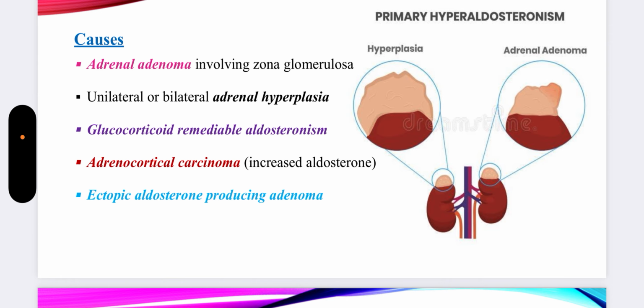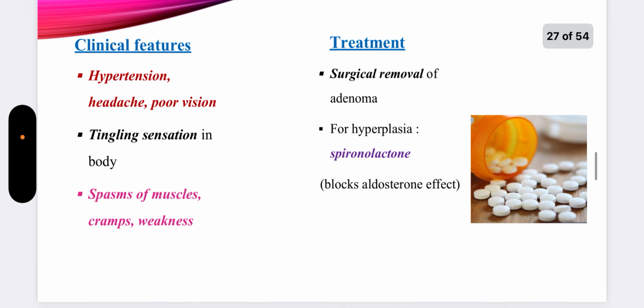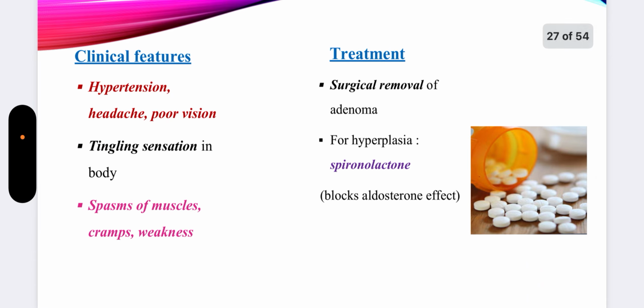Now about the clinical features and the treatment part. The person can suffer from hypertension, headache, poor vision. The patient may also experience tingling sensation in the body, spasm of muscles, muscular cramps, and weakness. Now, coming to the treatment part, how do we treat this clinical condition?